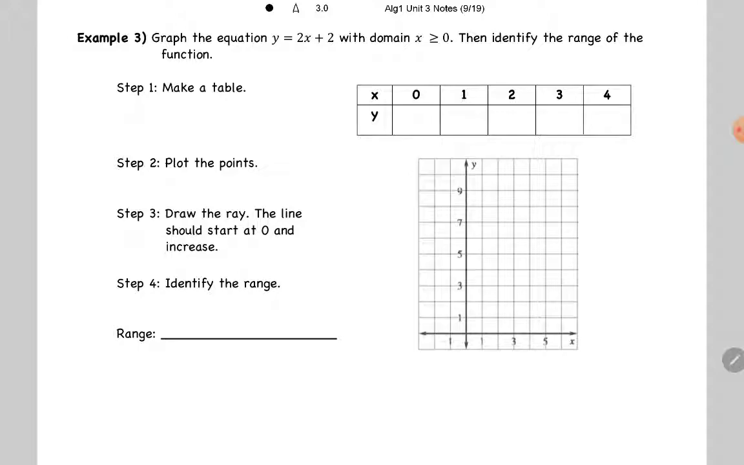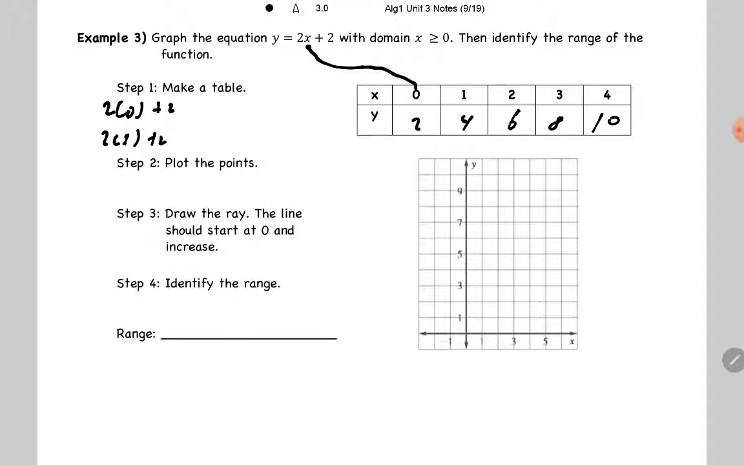Alright, here we go. So graph the equation y equals 2x plus 2 with domain x bigger or equal to 0. So it can be equal to 0, but it can't be negative. So they just want 0, 1, 2, 3, 4. Then identify the range of the function. So make a table. We're going to plug each of these x's into the equation. So 2 times 0 plus 2 is 2. 2 times 1 plus 2 is 4. And 6, 8, 10.